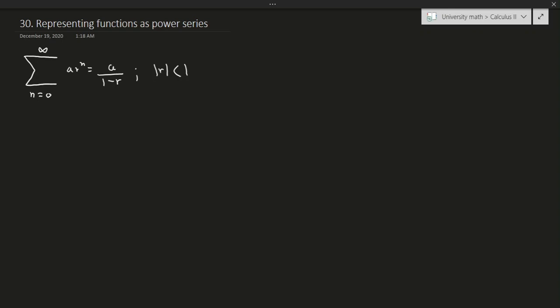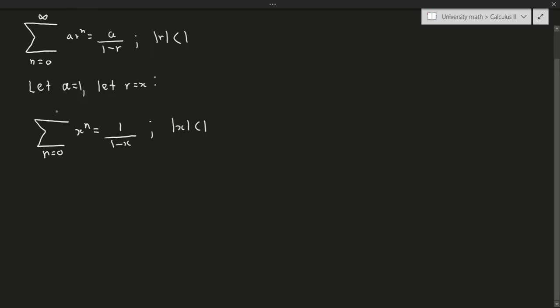Okay, so here we're going to make a few changes to this. Let a equal 1, and let r equal x. Then we have the following situation: the summation from n equals 0 to infinity of x to the n is equal to 1 over 1 minus x. And of course, in this situation, the absolute value of x is less than 1.